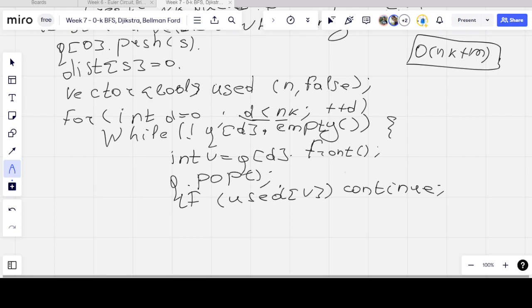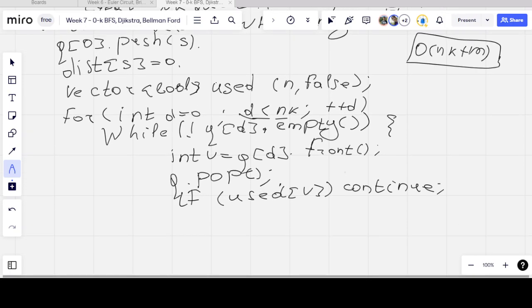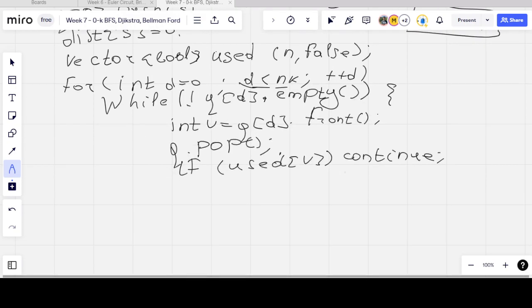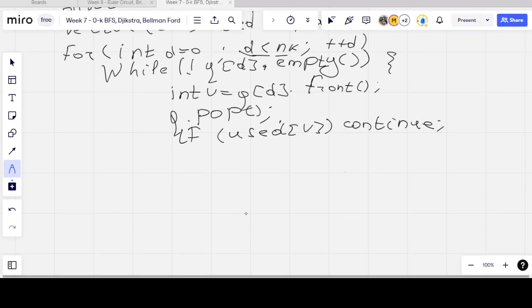iterate through all edges, because we get the smallest distance, and on the first iteration that considers this vertex will be the answer. So used is false.